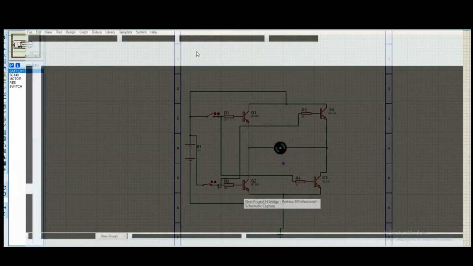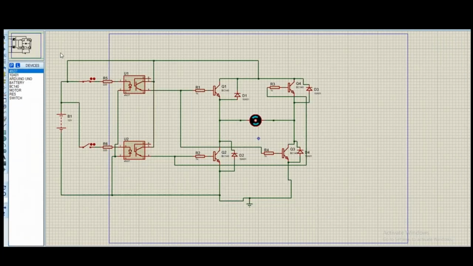Now, in this circuit, we have used optocouplers here. The devices connected here and here are known as optocouplers. These are the connections made for their LEDs. Both of them have similar connections, and here are its collector and emitter. Hope the construction of the optocoupler would be clear.